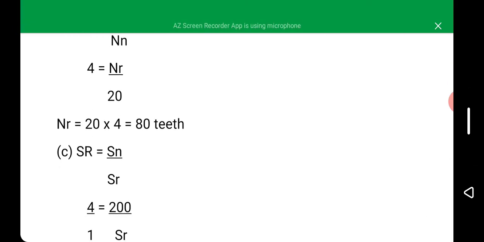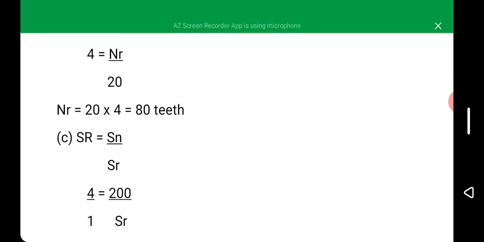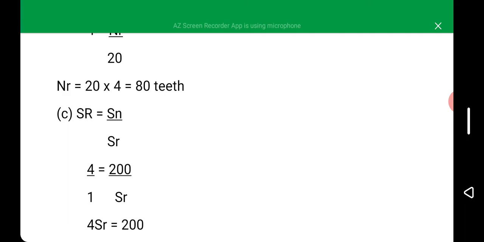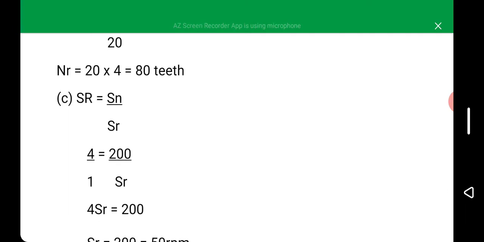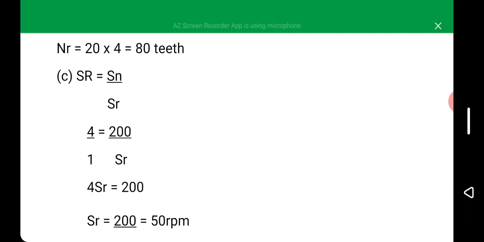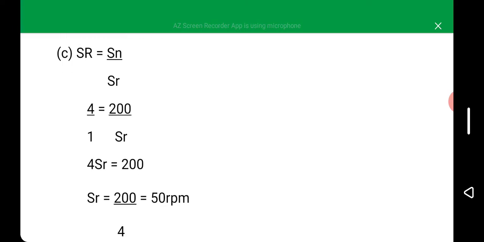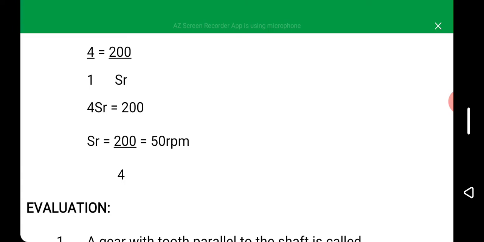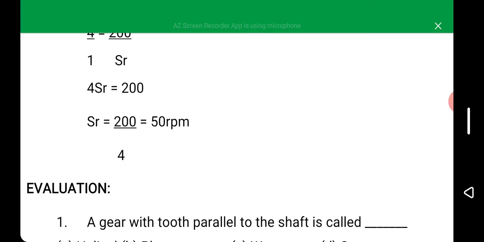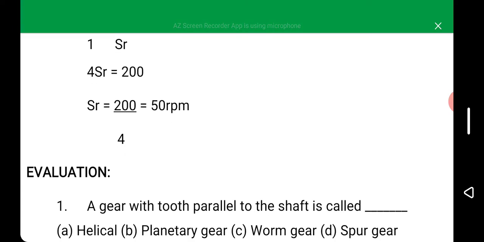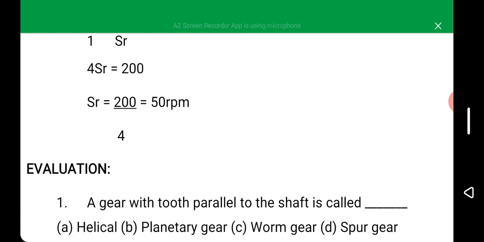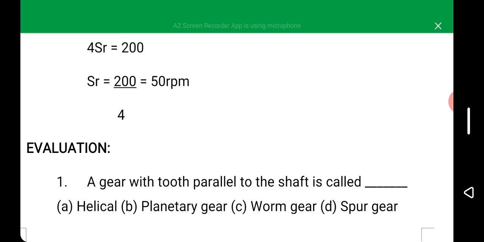Next, we have to find the speed of the driver gear. So you just bring this formula, SR is equal to SN over SR. You substitute the values, you cross multiply, you then divide both sides by 4, which will give you 50 revolutions per minute. I hope you all understand the calculation. And these two examples are enough for you to get this because we have done it before.